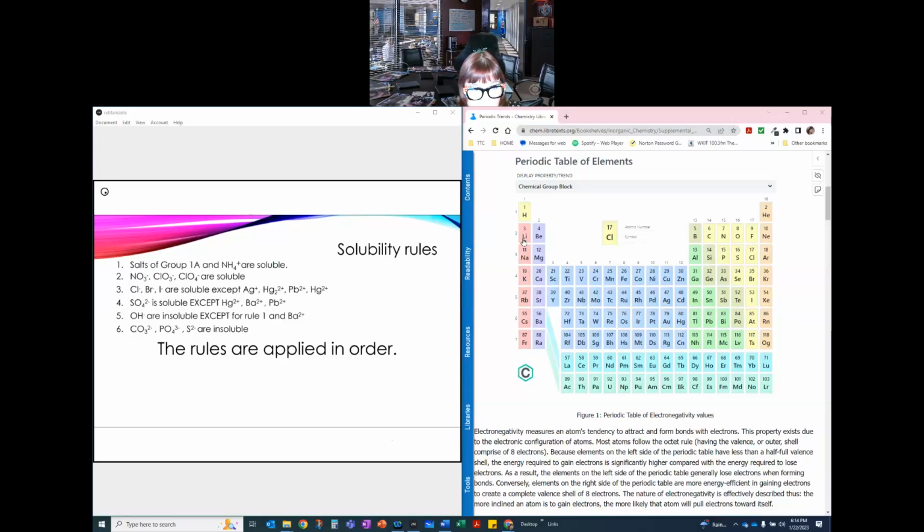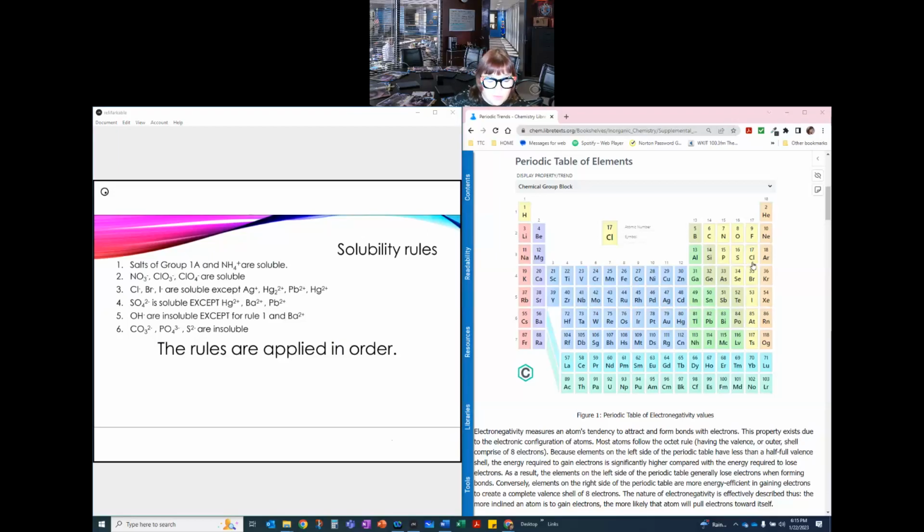When we talk about our halogens, right, these guys right here, anything that's attached to them is going to be soluble except Ag plus, Hg2 plus, which is mercury 1. So since there are two of them, each one of them is a +1 charge. That's how that appears. It always appears as a dimer. It's a weird thing. Pb2 plus and Hg2 plus. Okay, so mercury 1, mercury 2, lead 2, and silver 1. Those are not soluble.